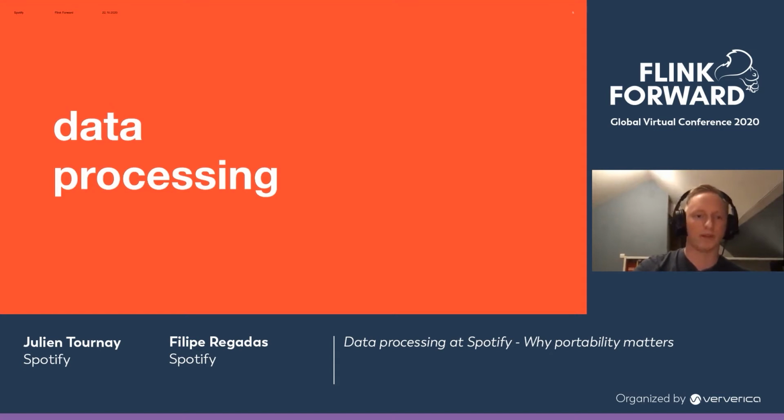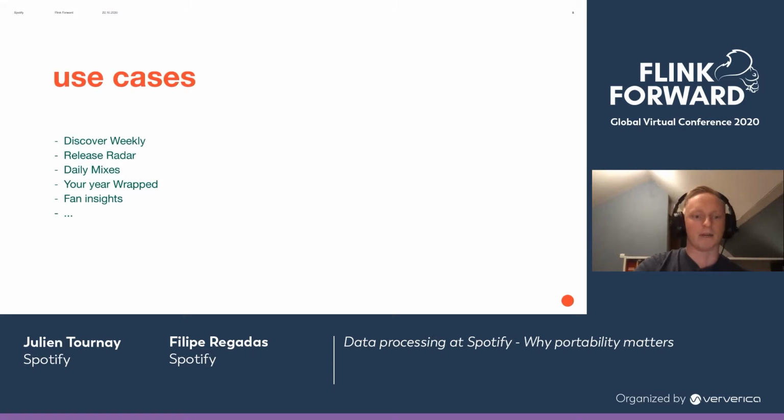So a few words about why we do data processing. We have a bunch of use cases. I'm sure that you can imagine that when an artist publishes their music on Spotify, we need to pay them. So of course, that's one of the use cases. We want to know who's listening to what, so that we can repay the artist.